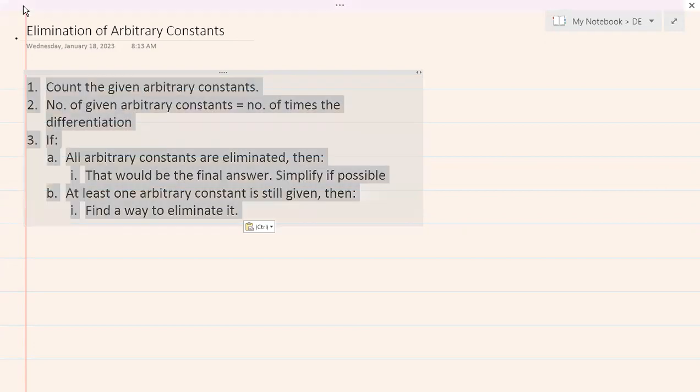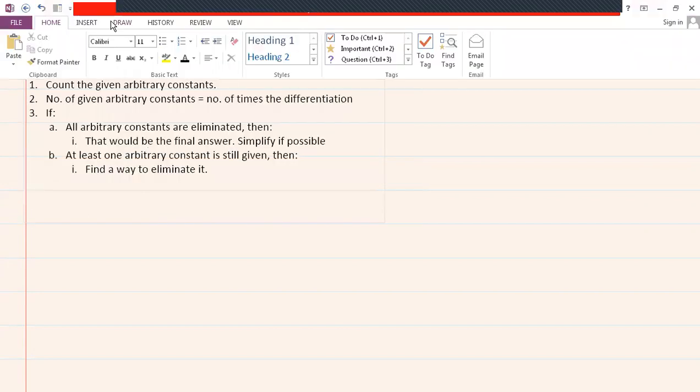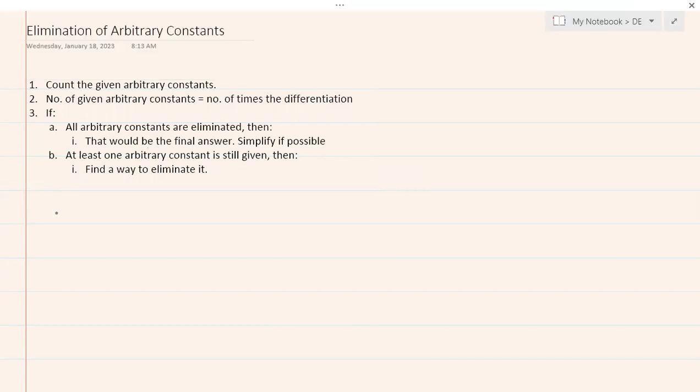But before that, let me just decrease this font size so that we have space. As long as it's readable, it's fine. So, here we go. Let's just say I have this problem, or equation, sorry. Y is equal to AX plus B.